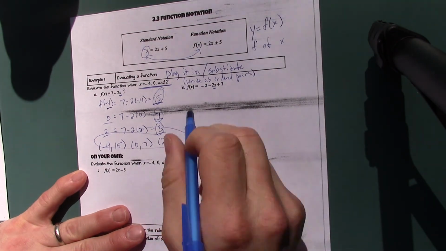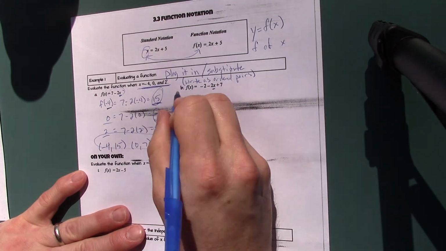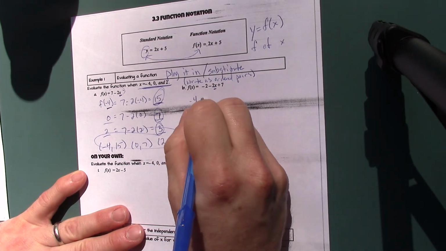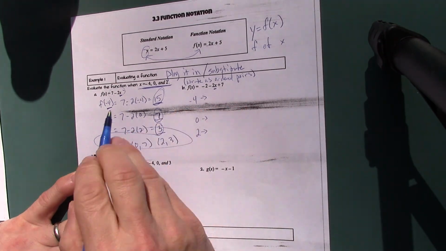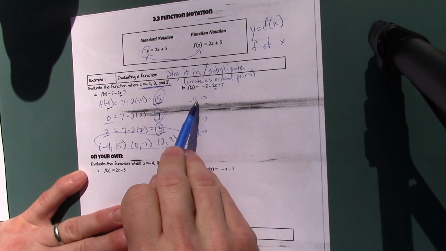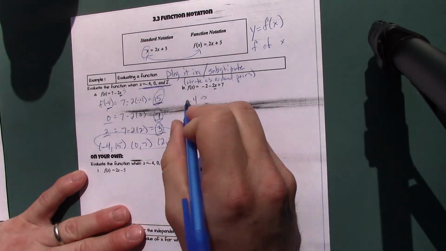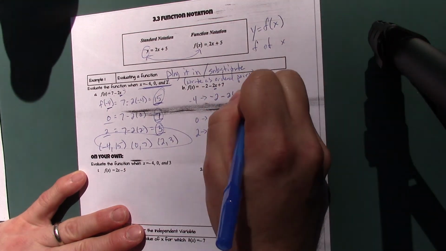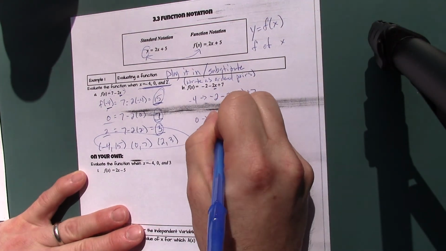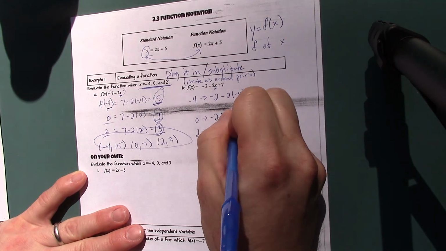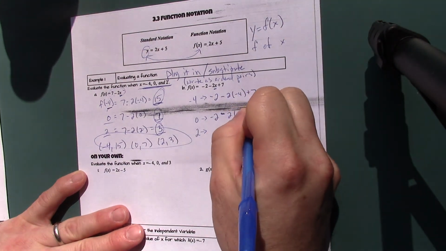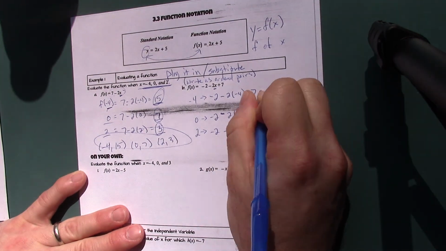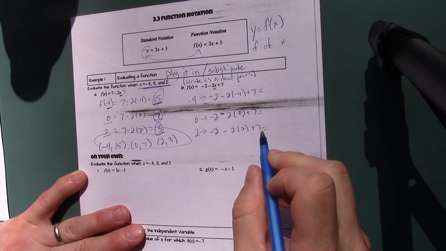Okay. I'm going to show you another one here. Again, this is going to be plugging in -4, plugging in 0, and plugging in 2. And I'm just going to draw arrows. I don't need you to think of it as f of -4, f of 0, f of 2. Just plug it in. -2 minus 2 times -4 plus 7. -2 minus 2 times 0 plus 7. And -2 minus 2 times 2 plus 7. And just plugging each of those in, right?